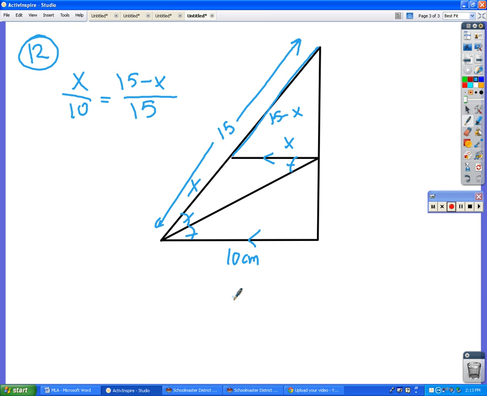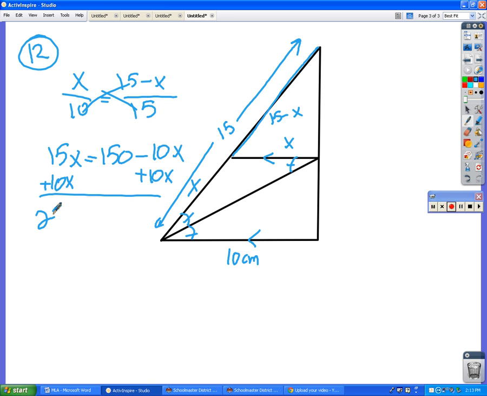15x. Okay, if I go this way, I get 15x. And if I go this way, I get what, Jake? 150 minus 10x. All right. And then we just solve it the same way we did the other one, which is add the 10x to both sides. So that's 25x equals 150. And then I divide both sides by 25. It's 6. So x equals 6.